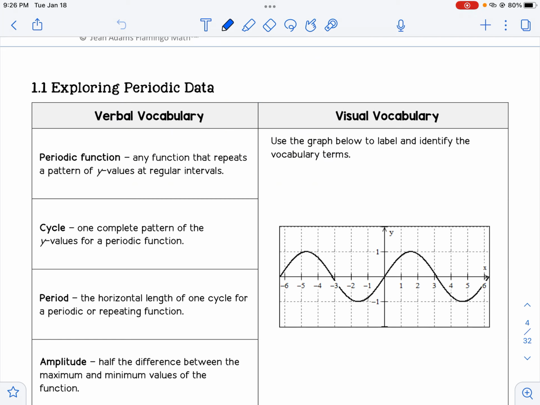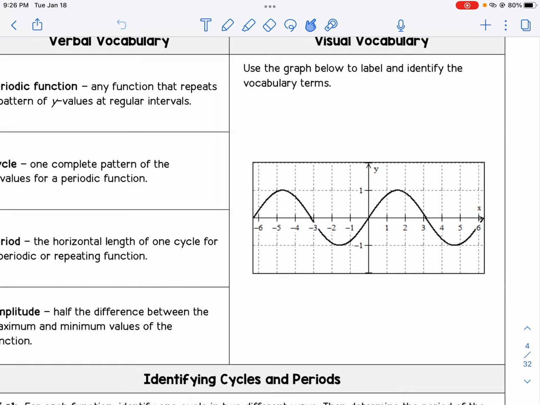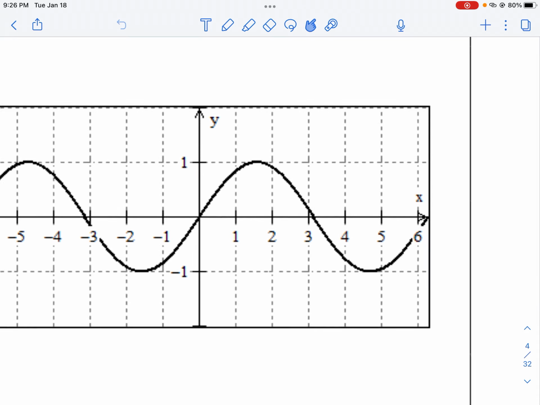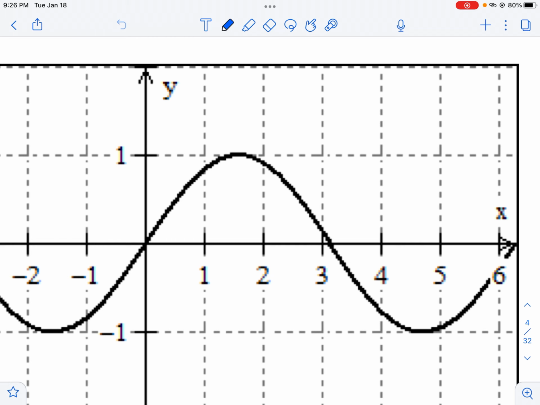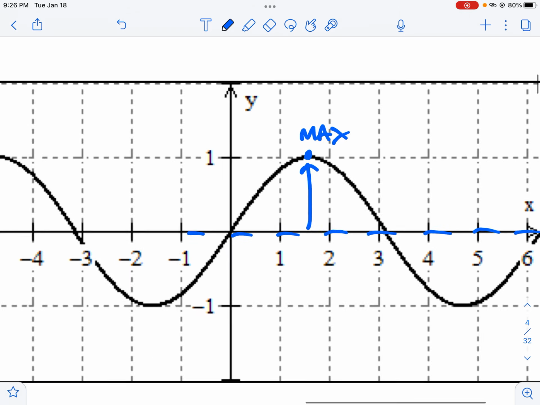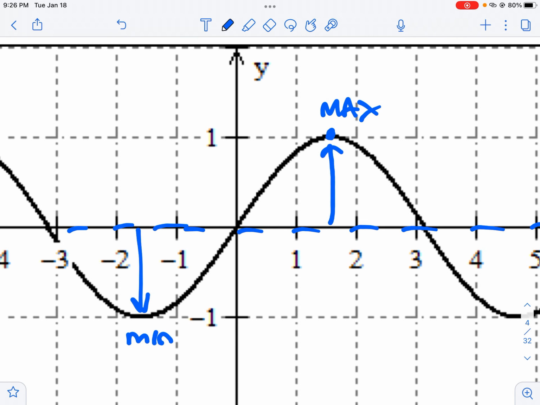A cycle is a complete pattern. A period is a horizontal length of one cycle. Amplitude is half the difference between the maximum and minimum values of the function. So if I use the graph here to demonstrate each of those, the amplitude of this graph would be the distance from the midline of the function. So the midline is this dashed line. So it's the distance from the midline to the max, or the distance from the midline to the min. That's called the amplitude.